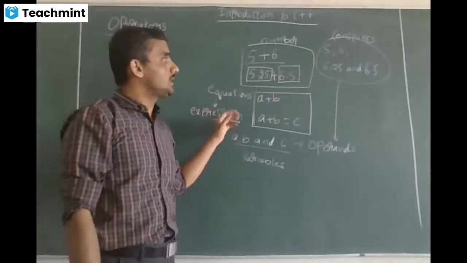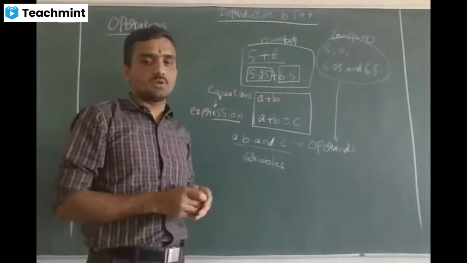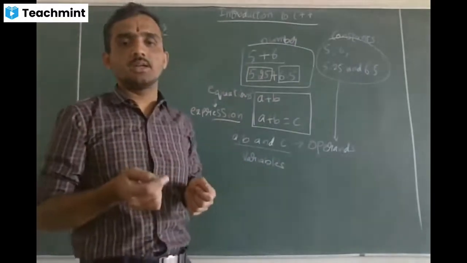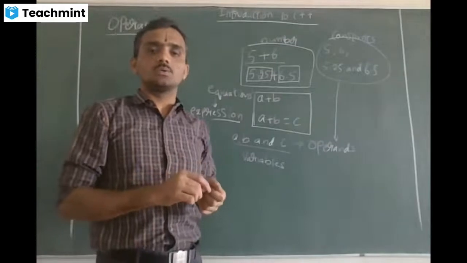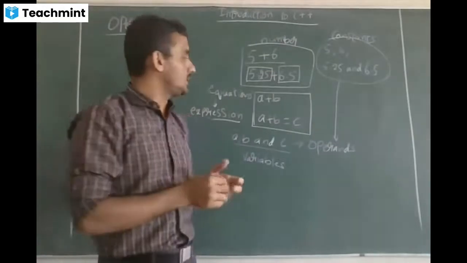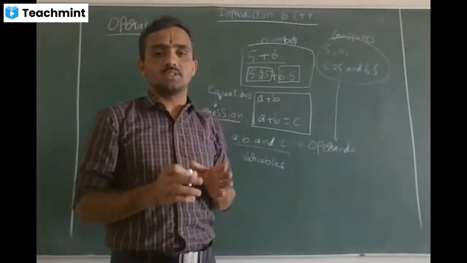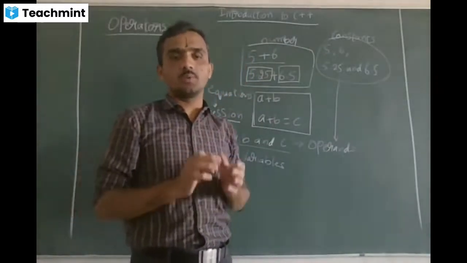And in algebra, in mathematics, we generally call it a variable. Let the number be x, let the number be y, like that we call. Here we have to consider them as variables. Constants and variables put together are called operands. That is the general term. I hope you people got it.